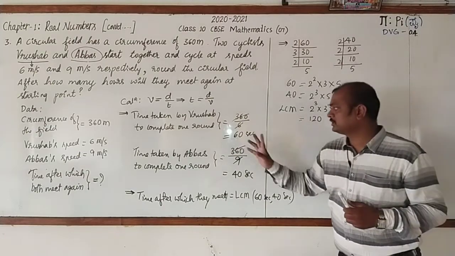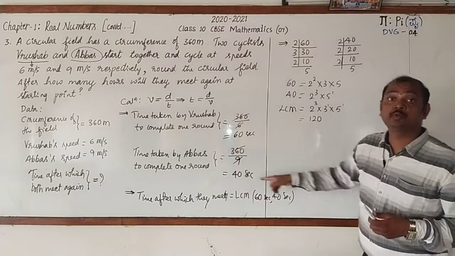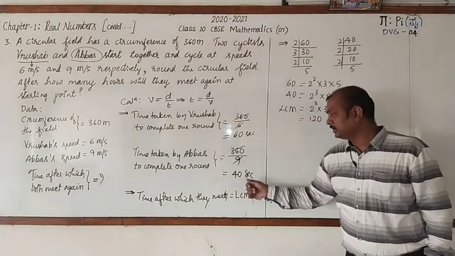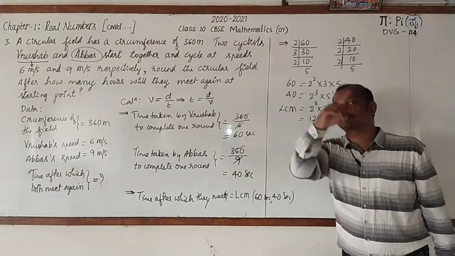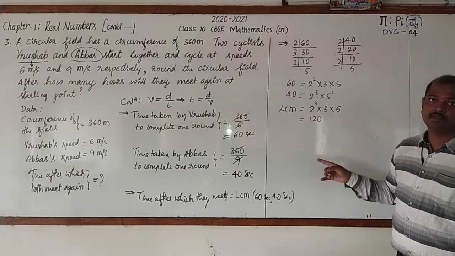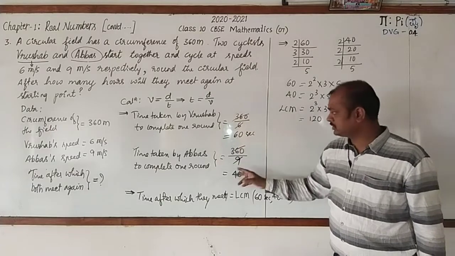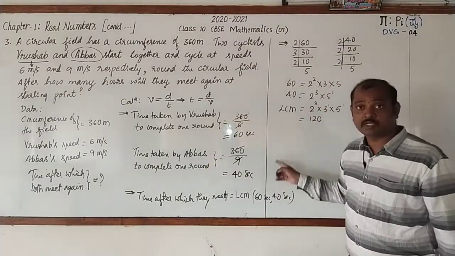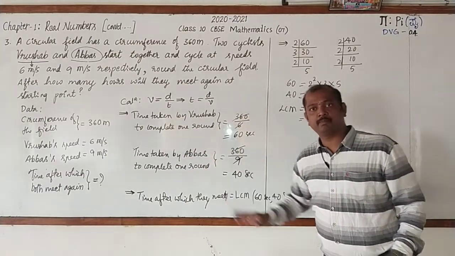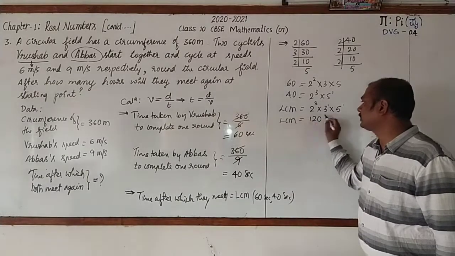120 means how many rounds will Rushabh complete? For one round it takes 60 seconds, and in 120 he completes 2 rounds. By the time he completes 2 rounds, what about Abbas? He takes just 40 seconds to complete 1 round. In 120 he completes 3 rounds. Understood? When Rushabh completes 2 rounds, Abbas completes 3 rounds. Then both will meet again at the same point.